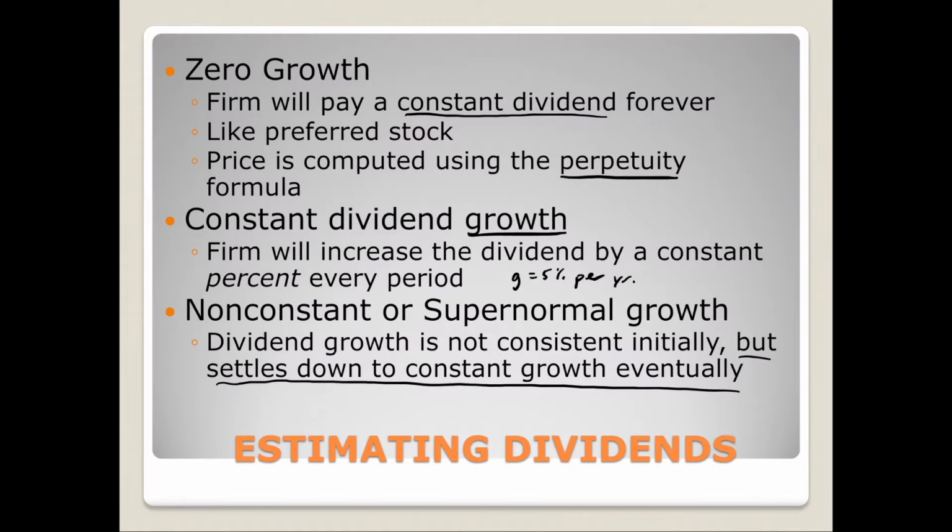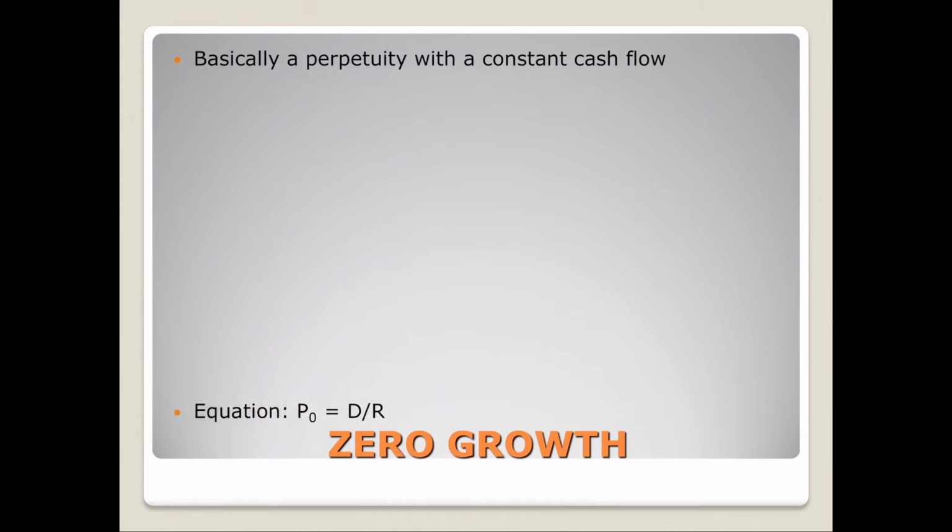As I mentioned, we will be going through each of these different scenarios on the following slides, but these are the three assumptions that you make on dividends. If you can't make any of these three assumptions, you would use the previous equation, which was your general dividend valuation model. Otherwise, we will use one of these three assumptions. First off is zero growth. Zero growth is basically a perpetuity with a constant cash flow. If you think back, a perpetuity is valued by taking the constant cash flow, which in this case is the dividend, and dividing it by your required rate of return.